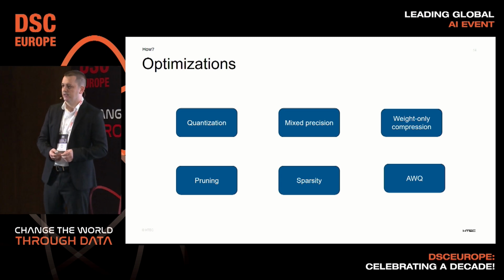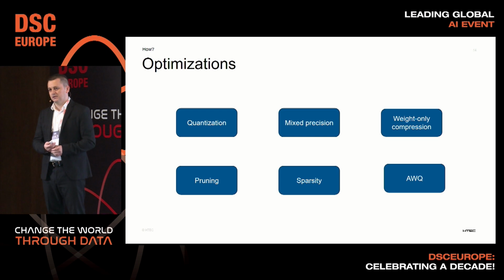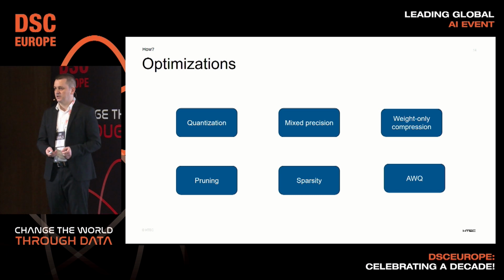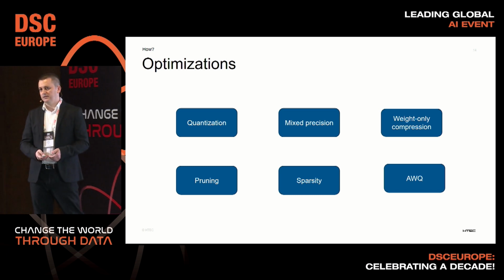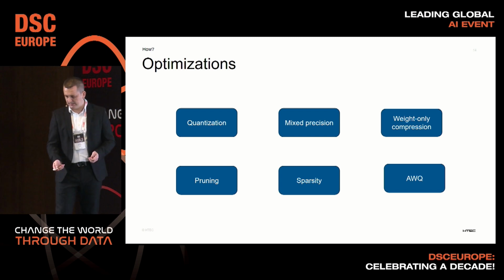AWQ stands for Activation-aware Weight Quantization. That is also another technique where you can produce a model with 4-bit weights, and during execution we can just dequantize those weights and proceed.